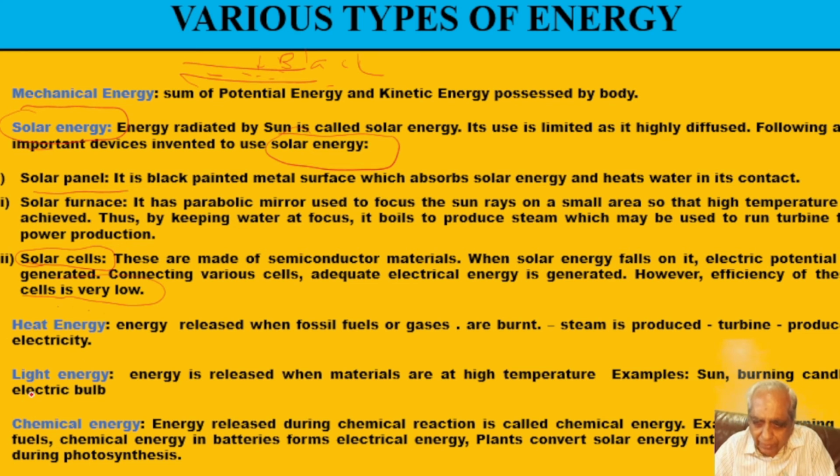Then chemical energy is energy stored in various forms, like food also has chemical energy. So when oxidation takes place, when you eat the food, it releases the energy. Plants convert solar energy into chemical energy during photosynthesis. It's all right. So we'll try to proceed further.